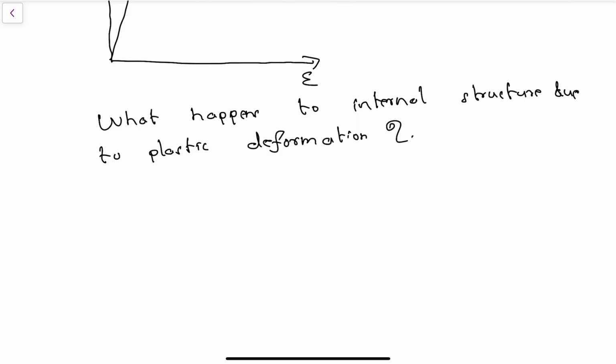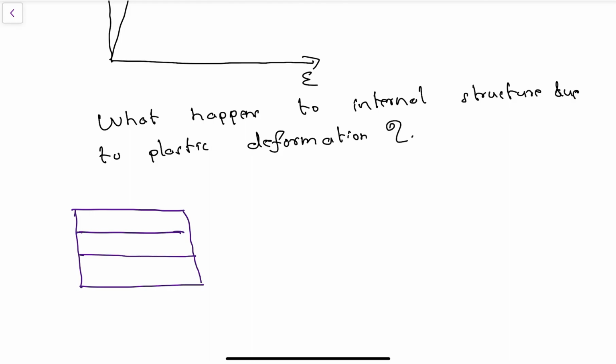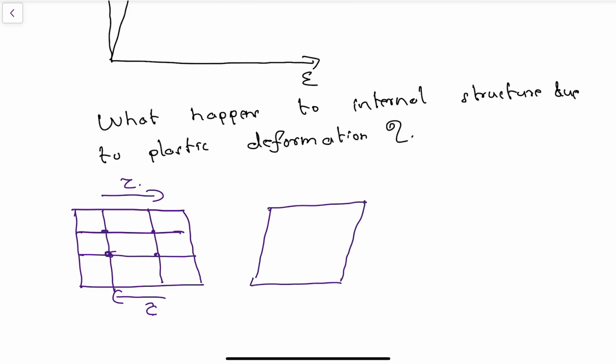For that, suppose you had a crystal structure like this. That means the atoms are arranged in regular positions, so let us assume that. Now you are applying a shear stress. It plastically deforms. It is getting plastically deformed. Can we predict the internal structure of this one?